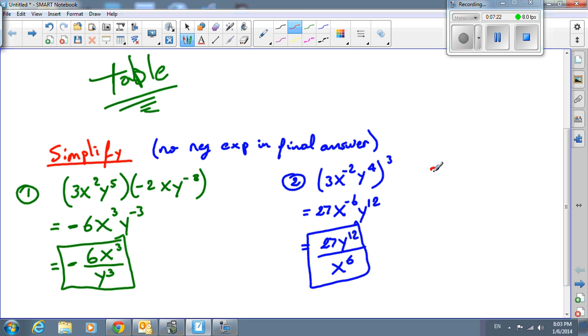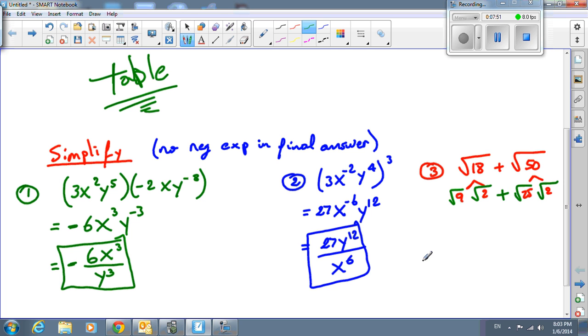Example number 3, I will go ahead and write it next to it. Number 3, I will say square root of 18 plus the square root of 50. You know how to simplify this. 18 is actually 9 times 2, and 50 is actually 2 times 25, or 25 times 2. Well, since they're all under the radical, you understand that I can just say square root here, square root here, square root here, and radical here. The plus remains in between.